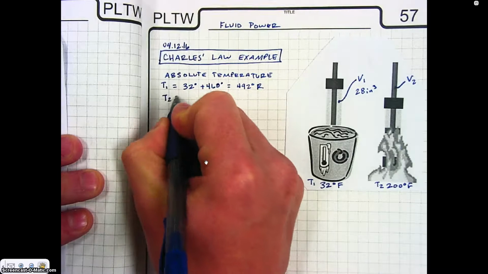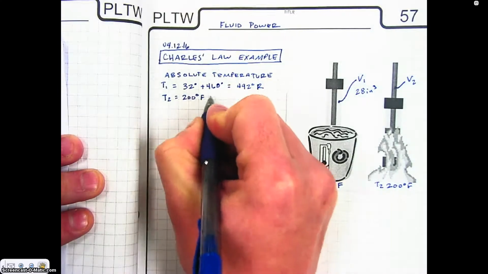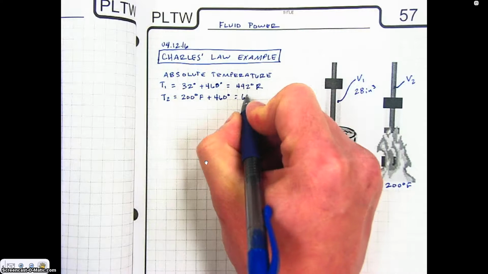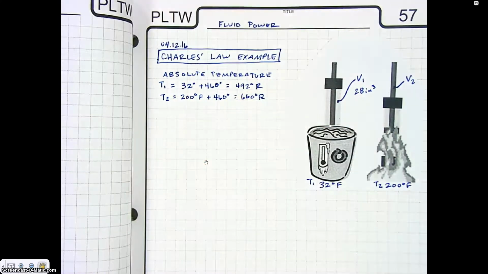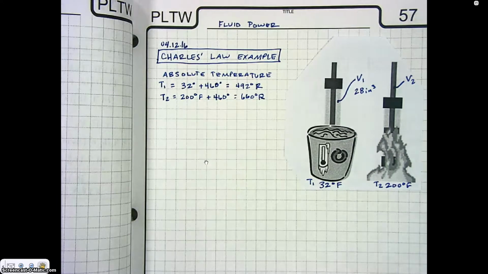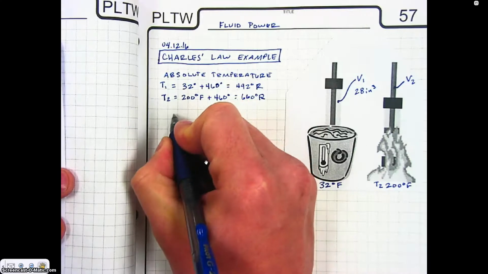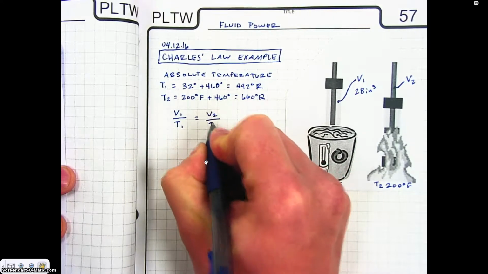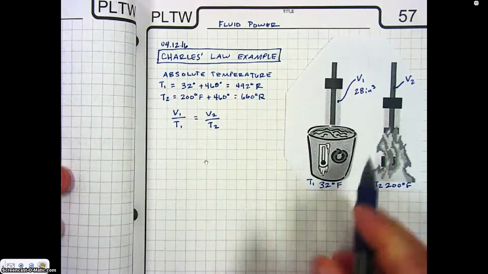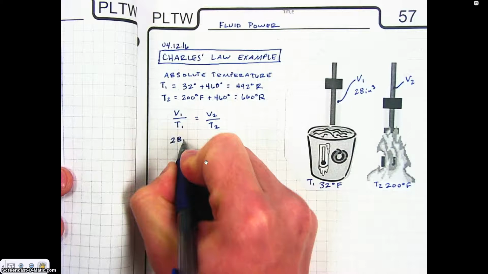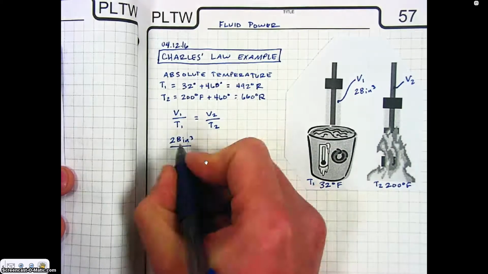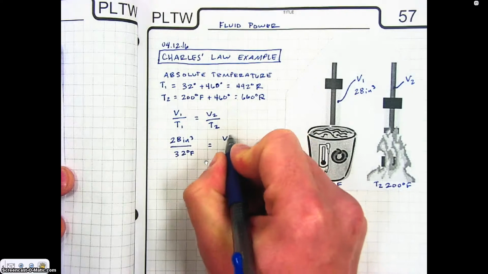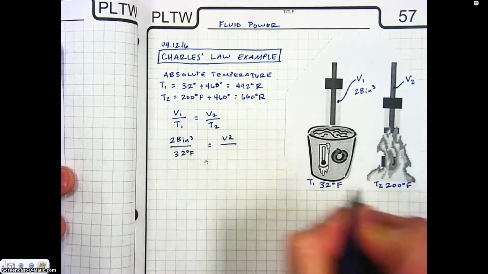Alright, so temperature 2 is equal to 200 degrees Fahrenheit plus 460 degrees, and we get 660 degrees Rankine. Okay. The next thing we have to do is just plug in our numbers. Our formula for Charles' law is the volume of 1 over the temperature of 1 is equal to the volume of 2 over the temperature of condition 2. So the volume of 1 is 28 inches cubed. Put that over the temperature of 1, which was 32 degrees Fahrenheit. That's equal to the volume of 2, which we do not know, we're trying to solve for, over the temperature of 2.